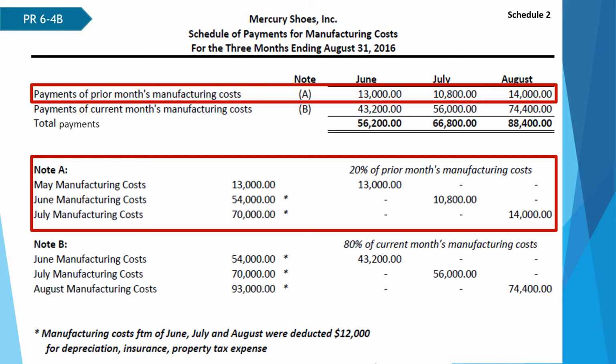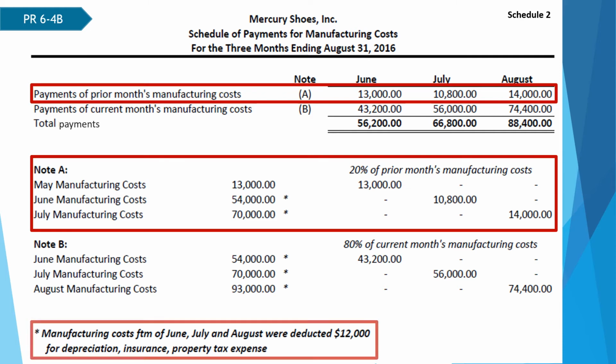20% of the manufacturing costs in June, which is $66,000 less $12,000 for depreciation, insurance, and property tax expense, is equal to $10,800 and will be paid in July. We deduct the $12,000 in computing the manufacturing costs payment per month because depreciation is a non-cash expense. Payment of annual insurance premium was done in February, and payment of annual property tax expense is still in November.